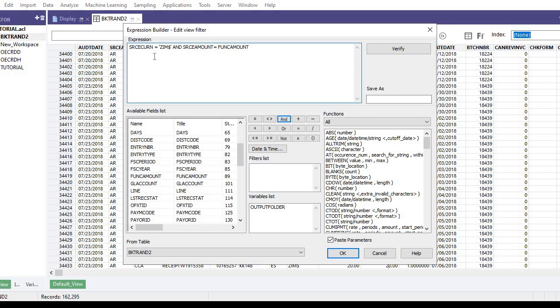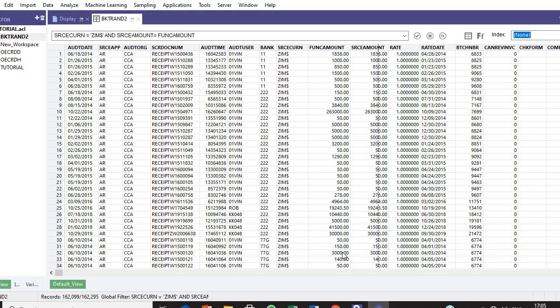So this expression means I want all transactions that are Zimbabwean dollar denominated and where the source currency amount and functional currency amount are the same. If these two are not the same, then it means we applied an exchange rate which is greater than 1, and that is not correct. So let's check if we do have exceptions.